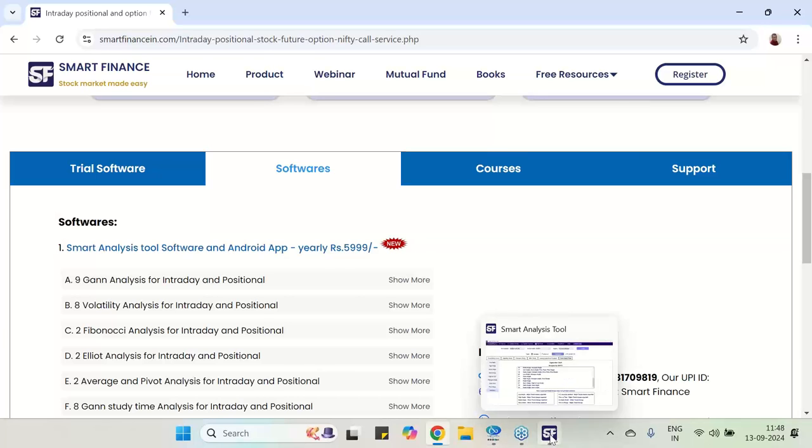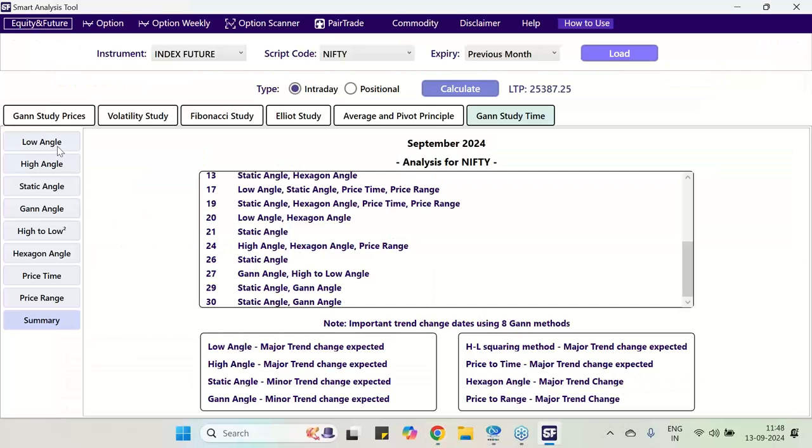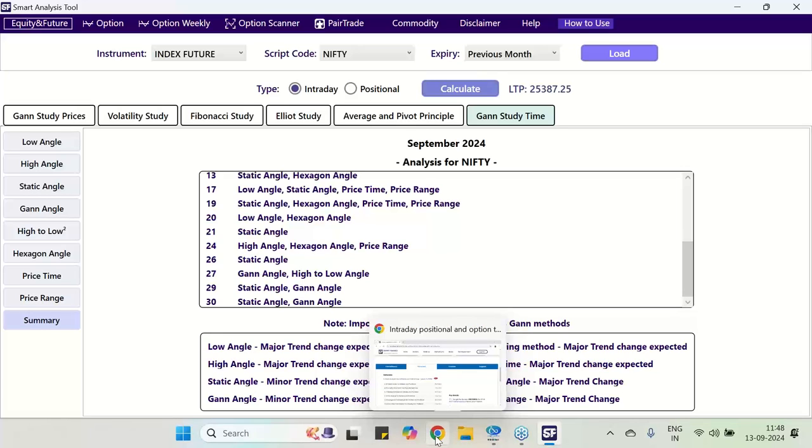So I will be explaining Gann time analysis in detail: what the tool has, what Gann time analysis is, and how you should take benefit of it. I will be discussing that. View the video till the end. Do not skip it in between. These are very serious and very useful subjects, and it is really going to improve your trend forecast and your trend decision to a great level. Please view this video till the end.